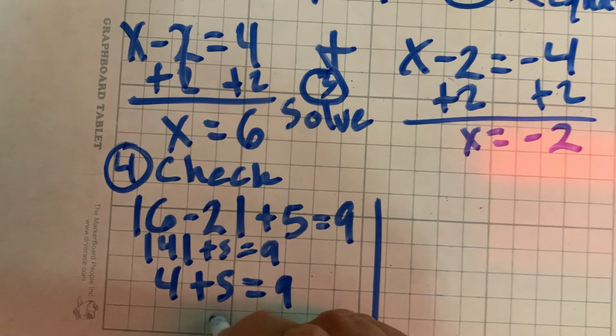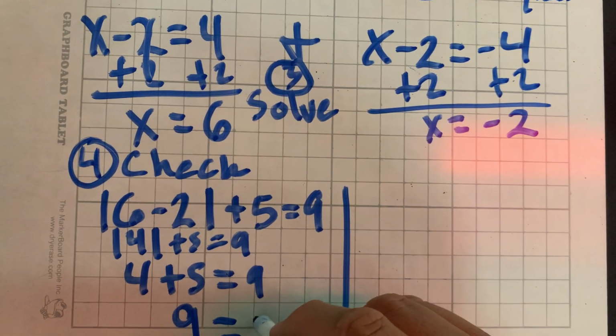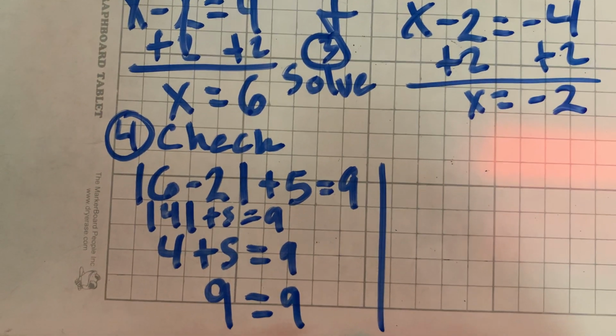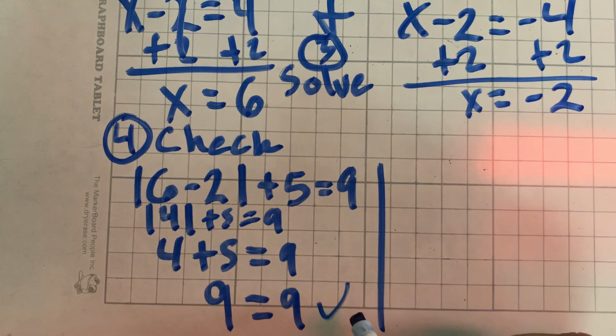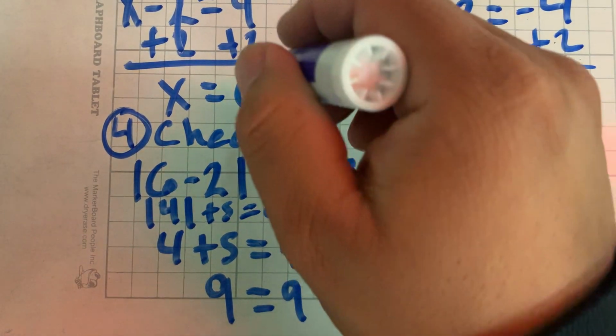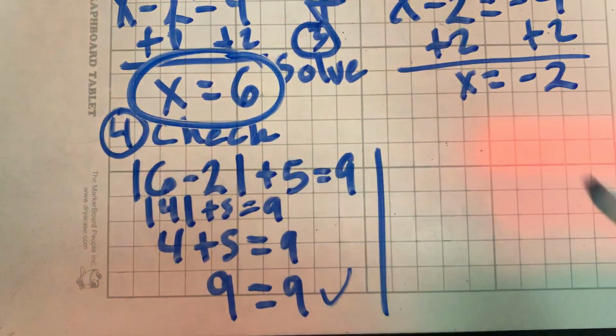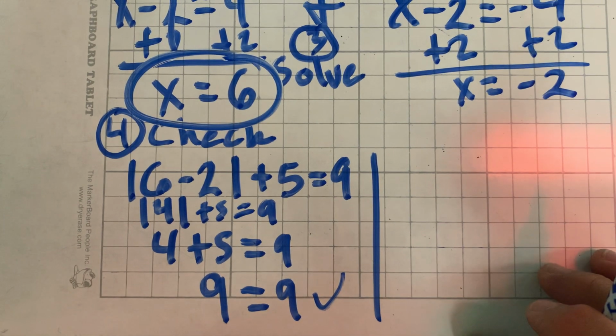4 plus 5 is 9, and it's equal to 9. Does 9 equal 9? That's a true statement. Yes, it is. So that is telling me that x equals 6 is an answer.